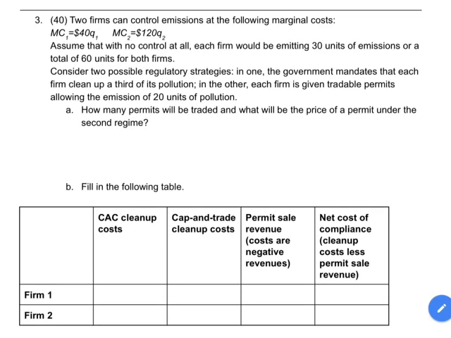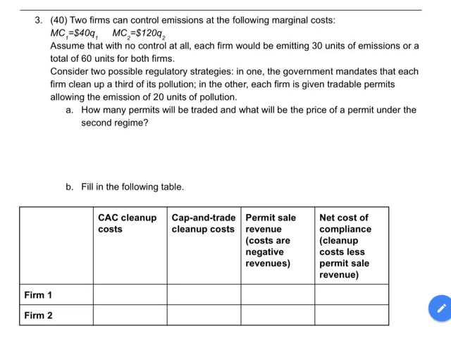I've been asked to put up a screencast for the end of Module 6 quiz number 3. The student didn't ask about Part A, but let's just start at Part A, and that gets us to Part B. So let's proceed. I'm going to toggle back and forth between a couple pages so I can show my work. Anyway, how many permits will be traded?